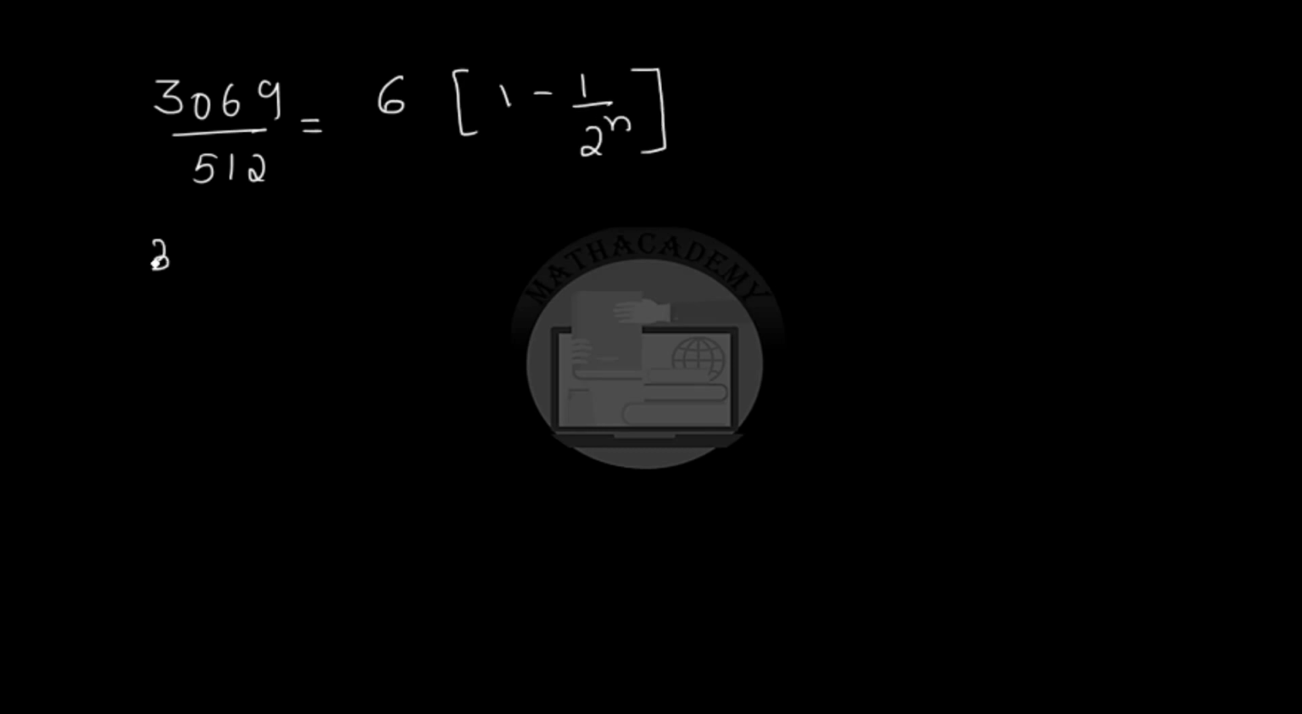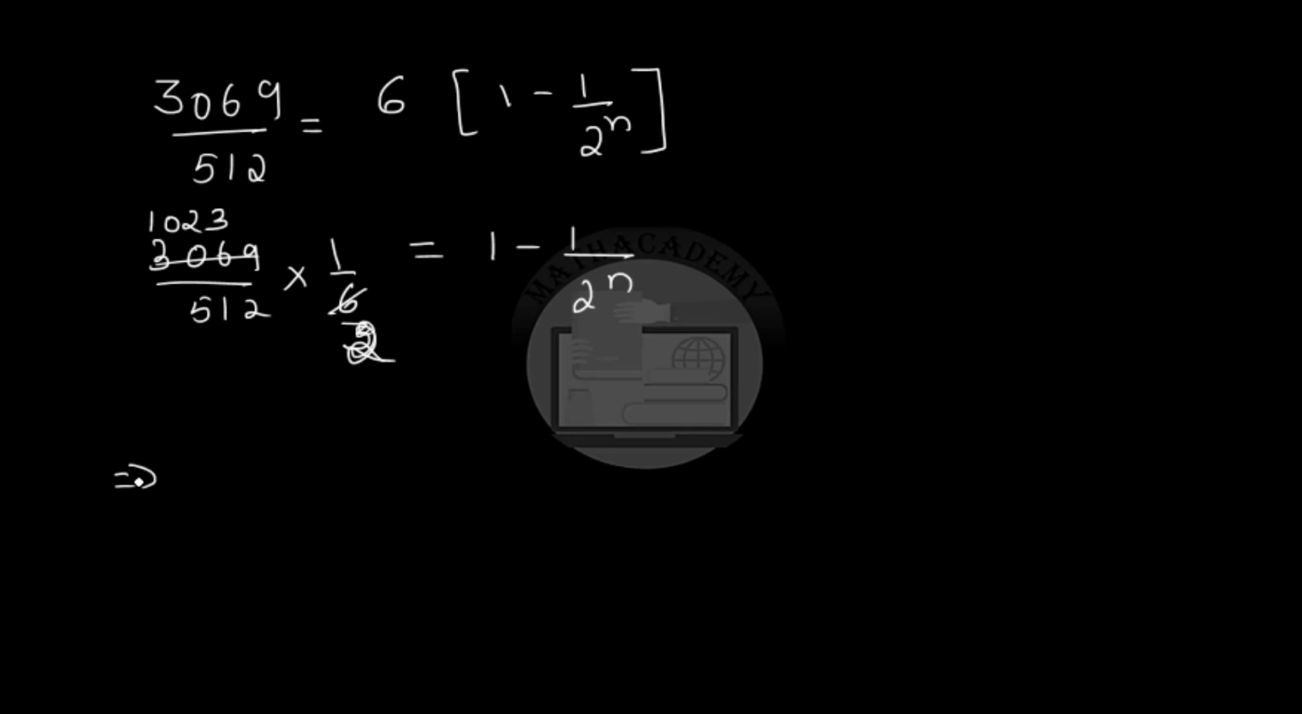So we get 3069 over 512 is equal to 3 times 2, which becomes 6, times 1 minus 1 over 2 to the power of n. Let's take 6 to the other side. It is equal to 1 minus 1 over 2 to the power n. 3 2s are 6, 3 1s are 3, 3 0s are 0, 3 3s are 9, giving 1023 over 512 times 2, which is 1024, is equal to 1 minus 1 over 2 to the power n.